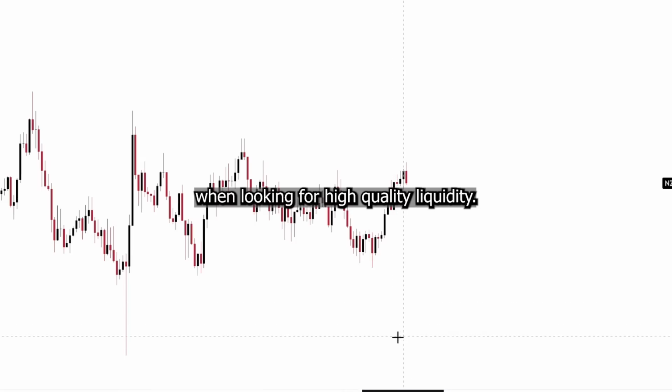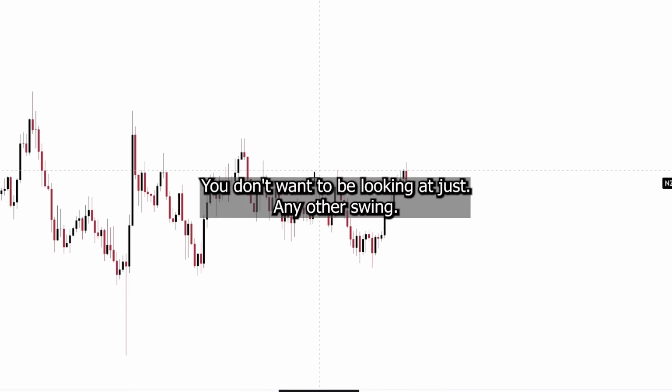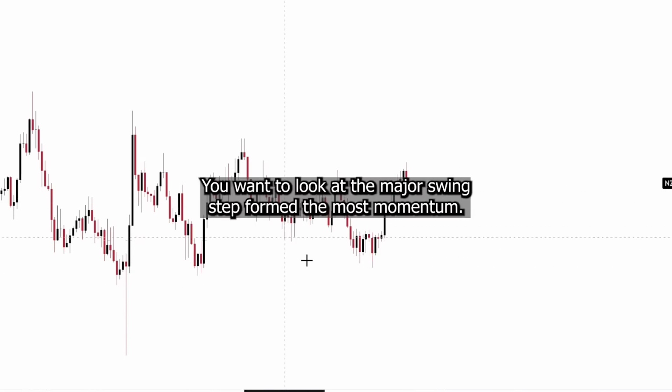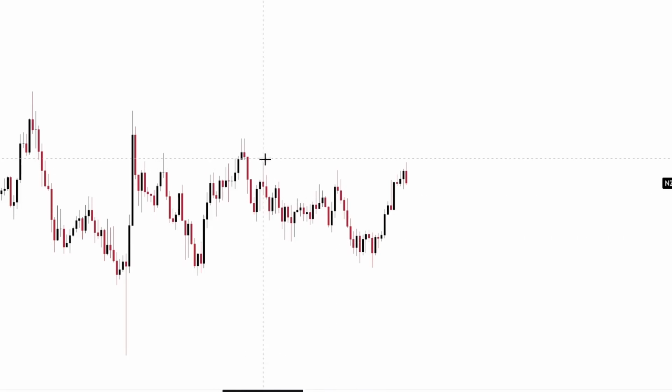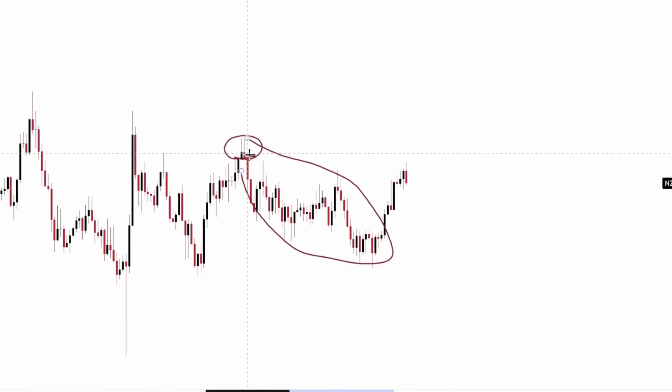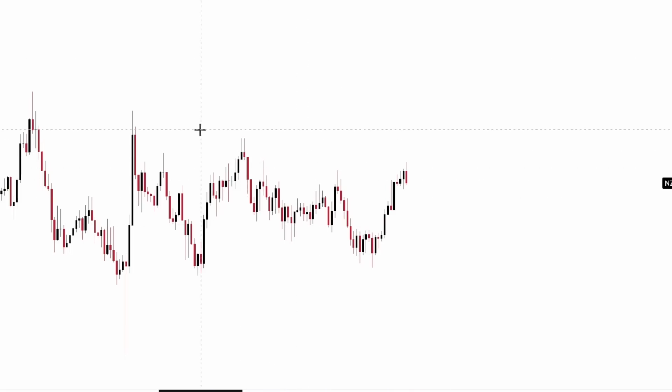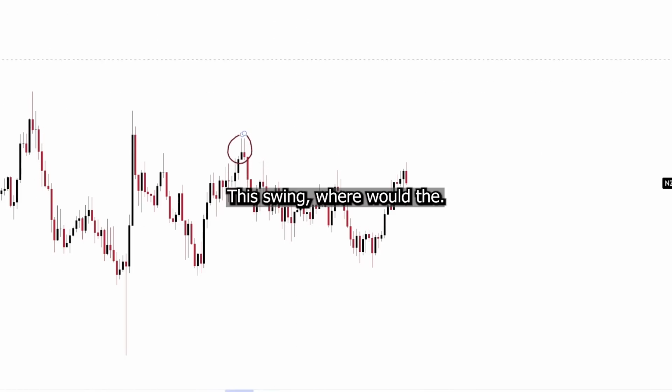When looking for high quality liquidity, you don't want to be looking at just any other swing. You want to look at the major swings that form the most momentum. So you basically want to look at where business was conducted. If you look at this swing right here, it is responsible for this entire selling pressure. So if you were to target this swing right here, knowing that a lot of the selling pressure came directly from this swing, where would the traders' stop losses be?